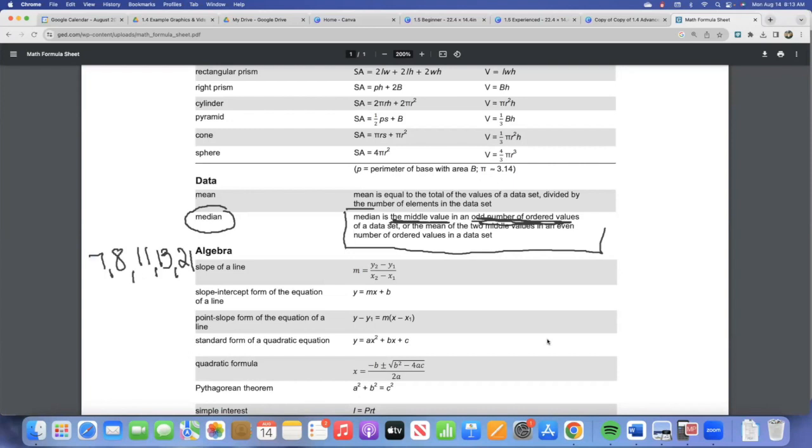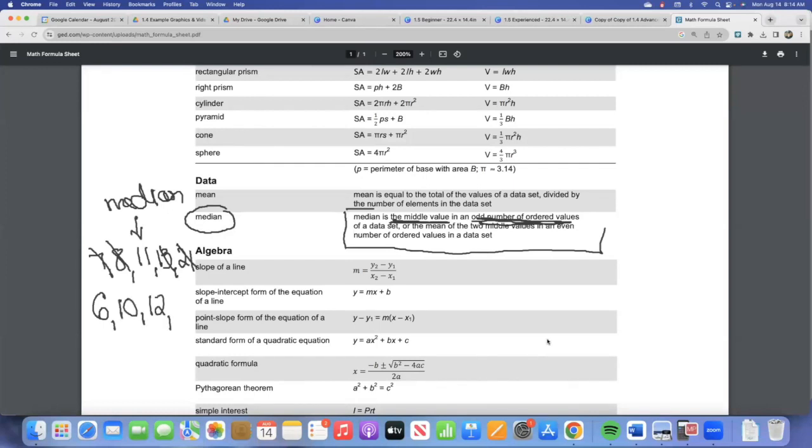What they're saying when they say an odd number is that it's really easy to find the middle when you have an odd number here, like, you know, 1 off the front, 1 off the back, 1 off the front, 1 off the back, boom, there it is, there's the median. But if you don't have an odd number, you have an even number, it gets a little trickier. So like, let's take a look.